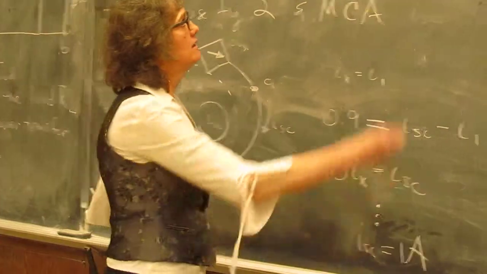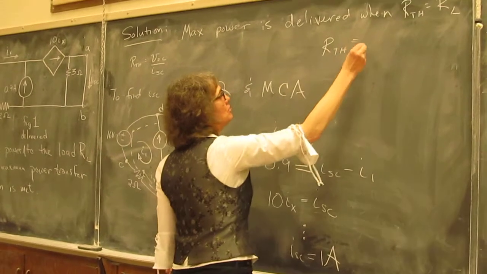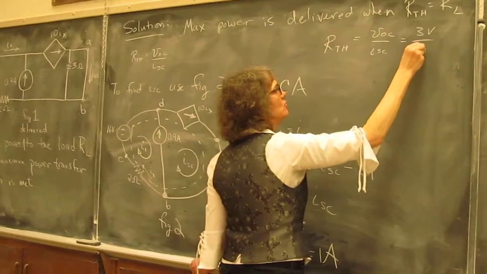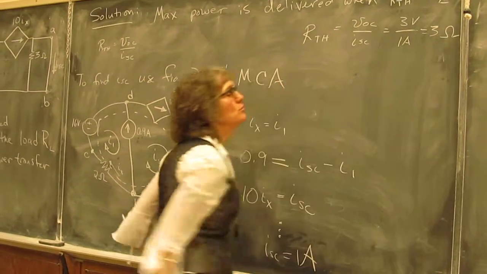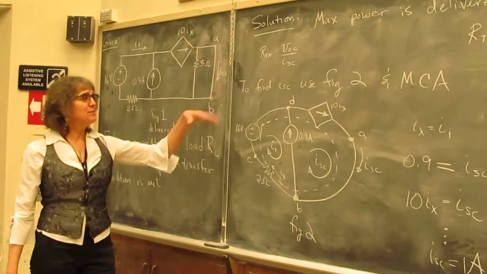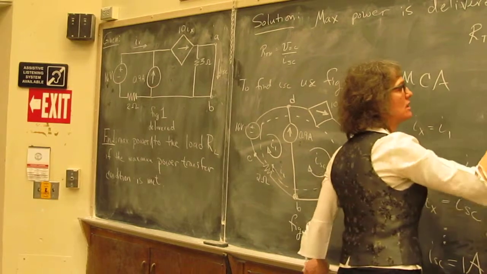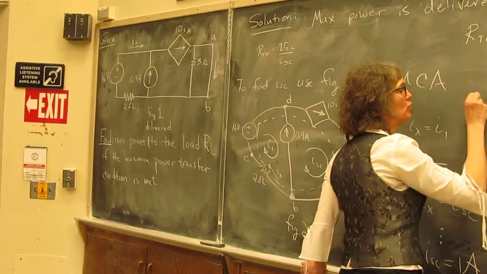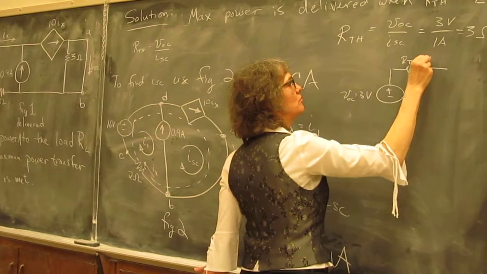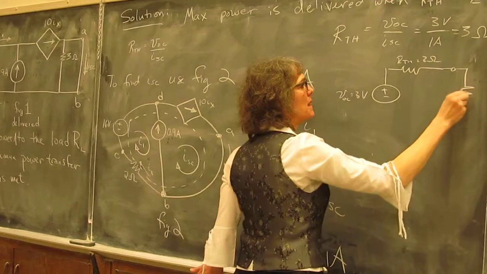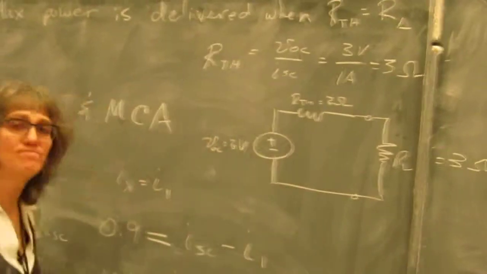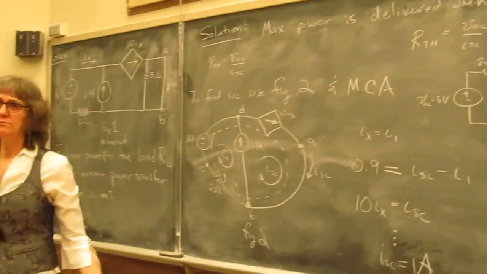And so then, going back to the Thevenin resistance, which was VOC over ISC. VOC was 3 volts, ISC is 1 amp, 3 ohms. So, I erased it, but the Thevenin equivalent circuit has an open circuit voltage of 3 volts. The Thevenin resistance is 3 ohms. And so the maximum power will be delivered when RL is 3 ohms, because that's the maximum power theorem.